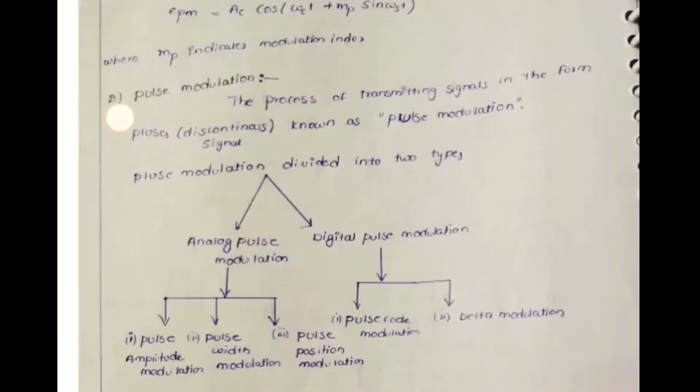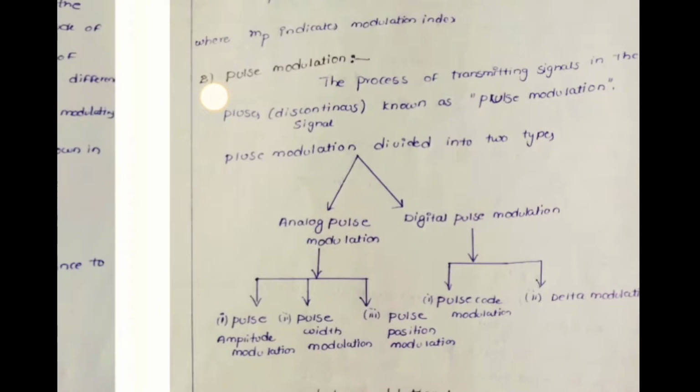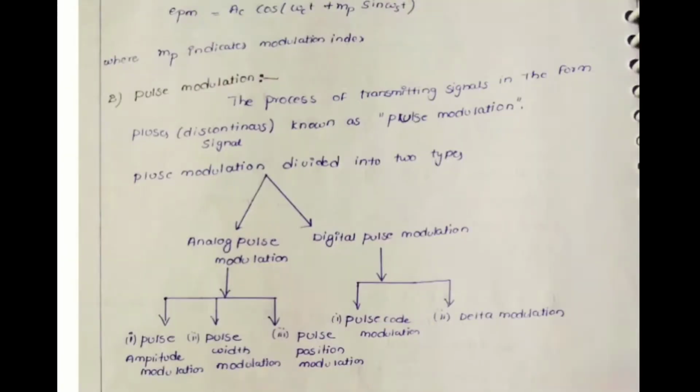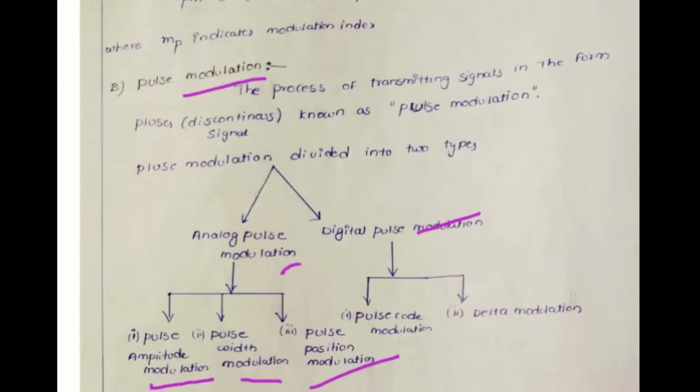Coming to pulse modulation techniques, it is a very important topic. Pulse modulation is of two kinds: analog pulse modulation and digital pulse modulation, as described previously. Analog pulse modulation has 3 types: pulse width modulation, pulse position modulation, and pulse amplitude modulation. Digital pulse modulation techniques are very important: PCM and DM.